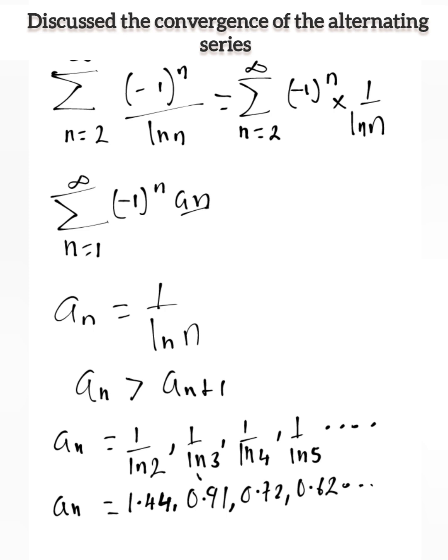So the question is: is this sequence increasing or is it decreasing? 1.44 is greater than 0.91, 0.91 is greater than 0.72, 0.72 is greater than 0.62. Hence, an is greater than the next term, which is an plus 1. So we have proved that an is greater than an plus 1, which is the first condition. Now for the second condition, the limit of an should be 0. So the limit as n tends to infinity of an should be equal to 0.